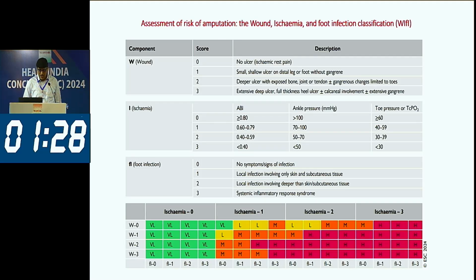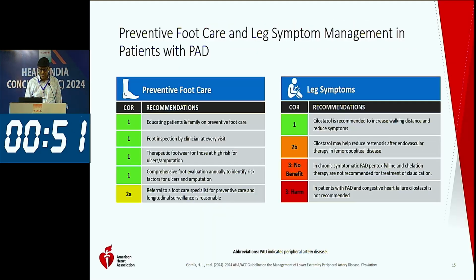This is the wound, ischemia, foot infection classification by the peripheral arterial disease guidelines, and this basically gives an assessment of the risk of amputation these patients have once they have peripheral arterial disease, especially patients of CLTI. The 3 components are wound, ischemia and foot infection, each having a score of 0 to 3 with different parameters that are taken. And once you take all the scores, you classify these patients into very low risk, medium risk, and high risk for risk of amputation according to this score. So this score helps in classifying these patients for the risk of amputation.